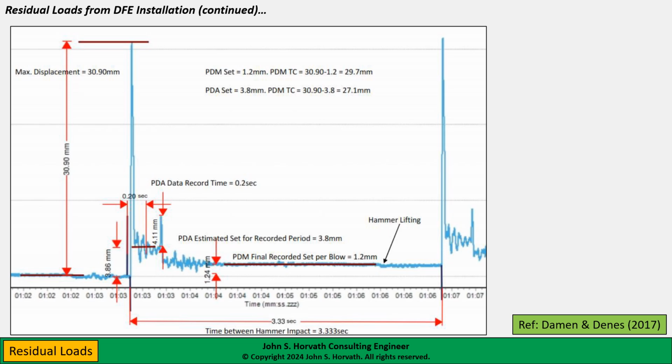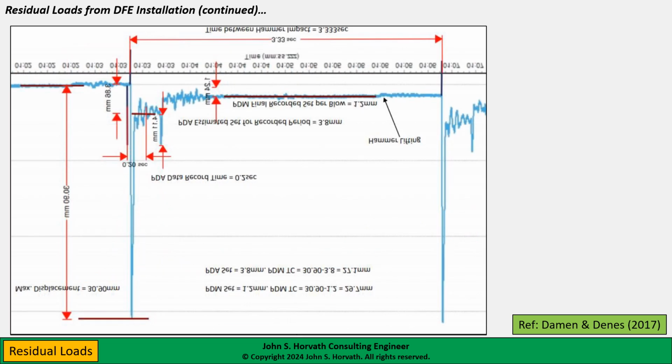I'm going to invert this graphic so it's more intuitive. So here we come along and the hammer strikes the pile, it goes into the ground, and then the pile actually moves upward, oscillates around, and then settles down to a steady state value before the next impact. So this would be what we would call the final set, usually indicated with the letter S, that we would record for this hammer blow.